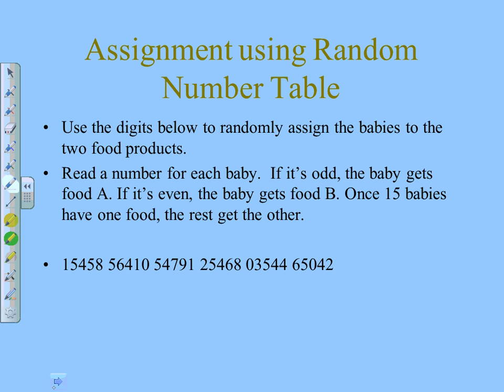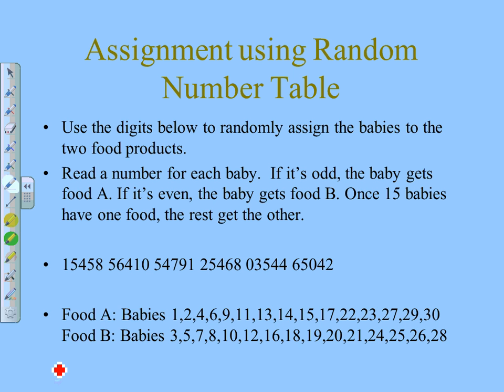We can assign treatments using a random number generated list, by using odds and evens. Okay, this is kind of what I wanted to get to. We're talking about a baby food experiment, and we have 30 babies. We want to make sure 15 are going to get food A and 15 are going to get food B. And this is our random number generator. To assign treatments is as simple as, is your number odd or even?